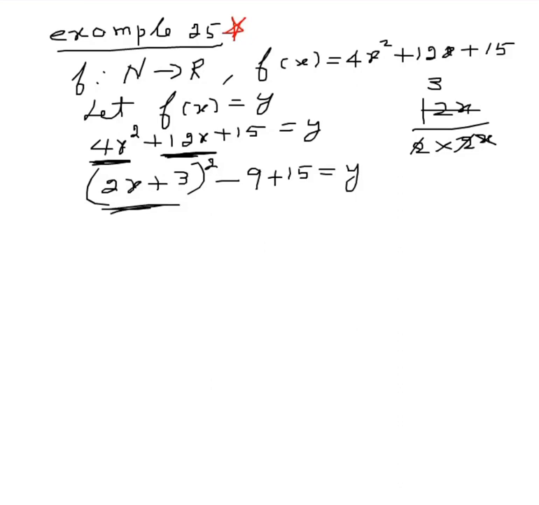Now by completion of squares, we have only one x term, so it is easy to find x. That's why we are completing the squares. So 2x plus 3 the whole square becomes y minus 6.